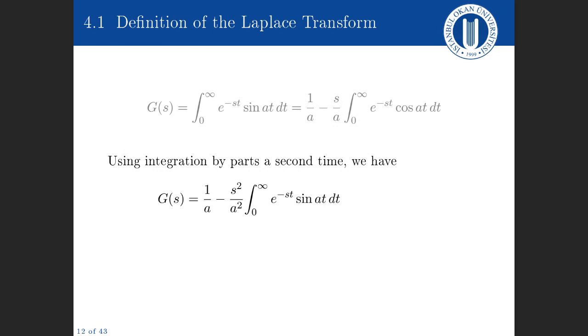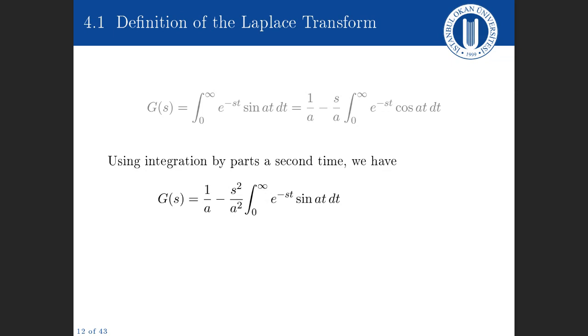Now, capital G we can write as 1 over a minus s squared over a squared, integral between 0 and infinity, e to the power minus st sine at dt. Why do we not get an extra term? Because sine of 0 is equal to 0. So there is no extra term. The first part of the integration by parts is just going to be 0.